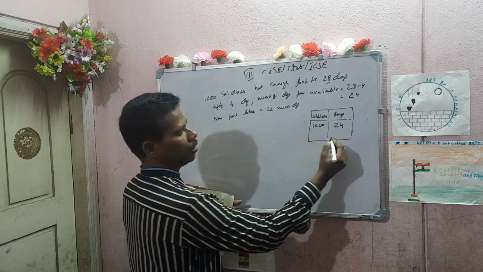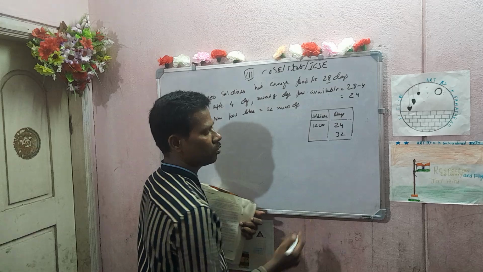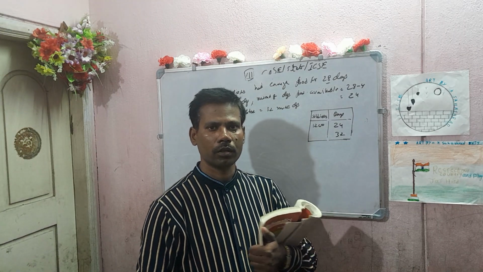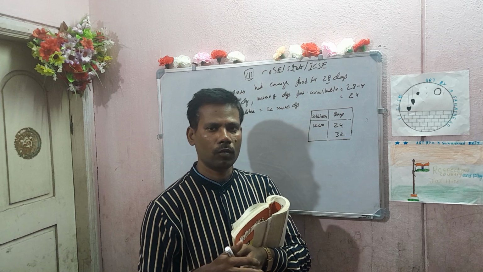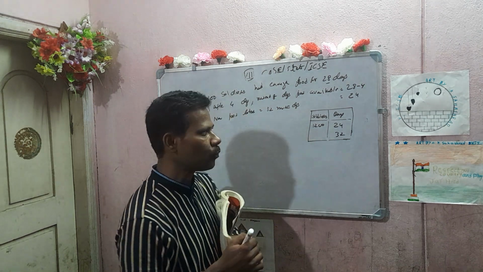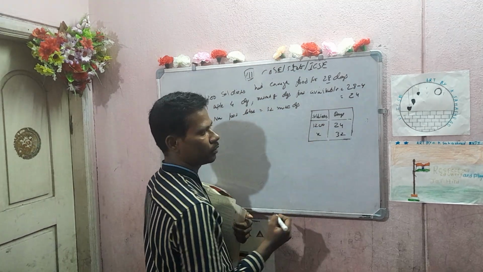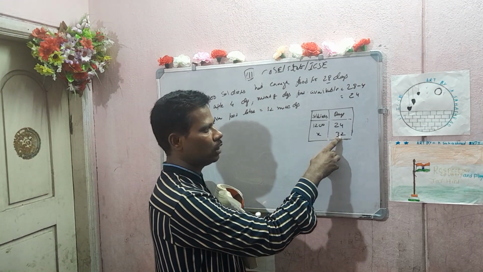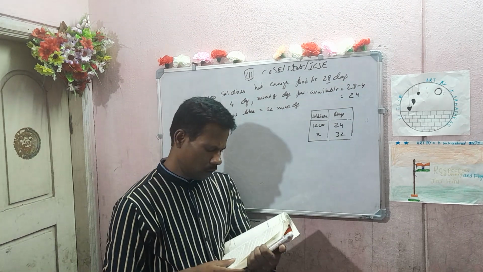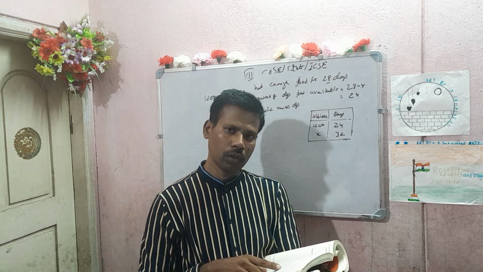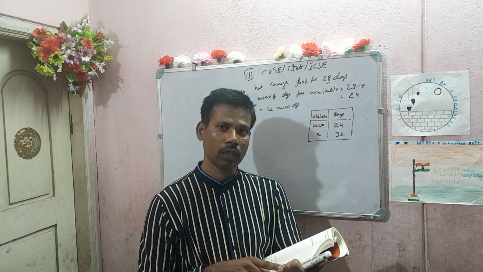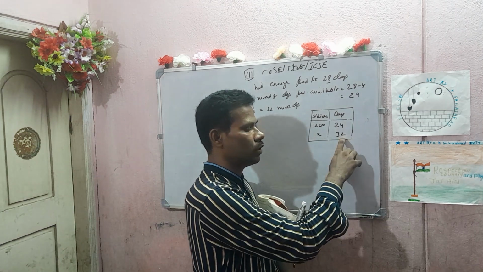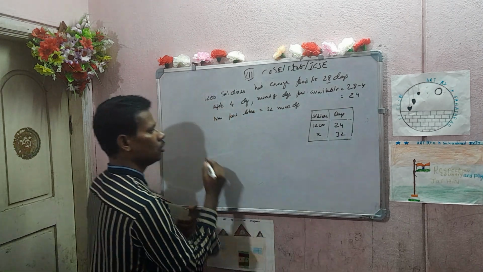So here also, the days are 32. The food lasted for 32 more days, so the number of soldiers is X. Why have I written 32 here? Because some soldiers were transferred and the food is lasting for 32 more days. That's why I have written 32 in place of days.